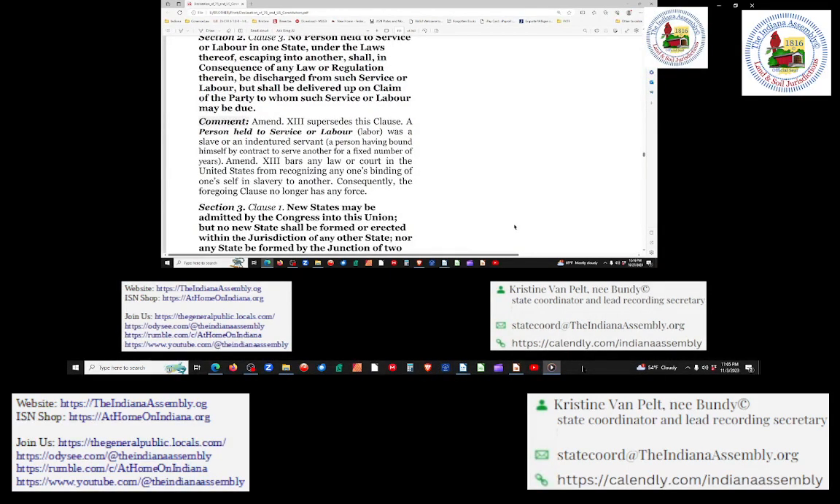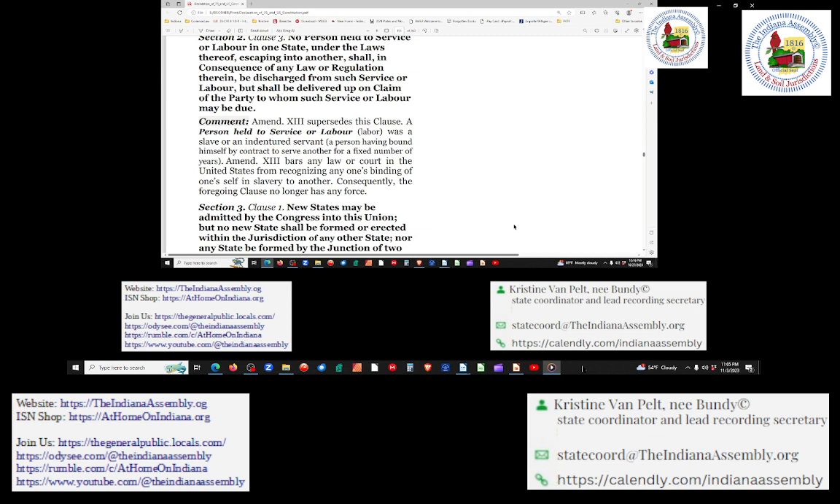Section 2, Clause 3. No person held to service or labor in one state under the laws thereof, escaping into another, shall, in consequence of any law or regulation therein, be discharged from such service or labor, but shall be delivered up on claim of the party to whom such service or labor may be due. Comment. Amendment 13 supersedes this clause.